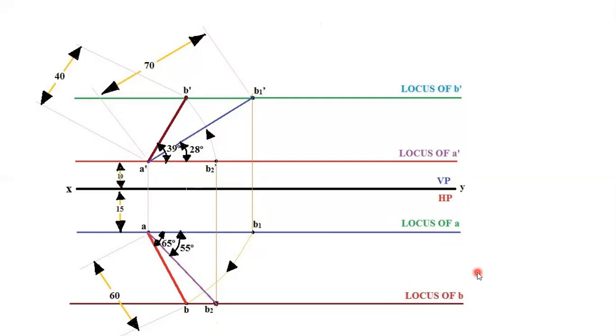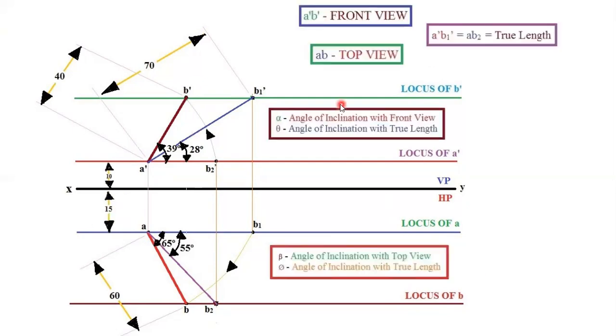It should be looking like this. And for your understanding, I'm once again telling, AB will be top view, A dash B dash is front view, A dash B1 dash equal to A B2 will be a true length, and alpha means angle of inclination with front view, beta means angle of inclination with top view, theta means angle of inclination with true length, phi means angle of inclination with true length. These and all no need to write. Just for your understanding, I'm giving an instruction.